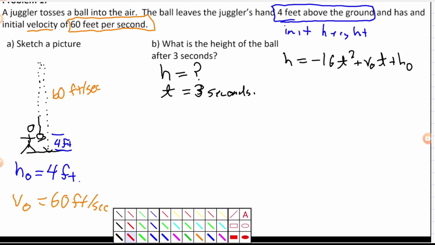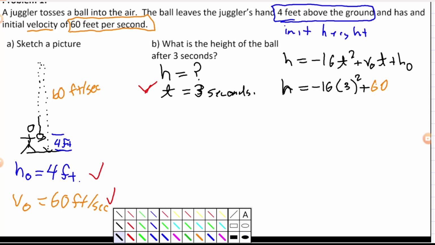So we know three things. We know the initial height, we know the initial velocity, and we know we want to know when the ball is 3 seconds in the air. So we know three different values here. So let's see if we can do this. So h is equal to -16. And for t, what are we going to use for t? We're going to use the 3 seconds. So we'll put in 3 seconds plus, and our initial velocity now, what are we going to use for initial velocity? We're going to use 60.